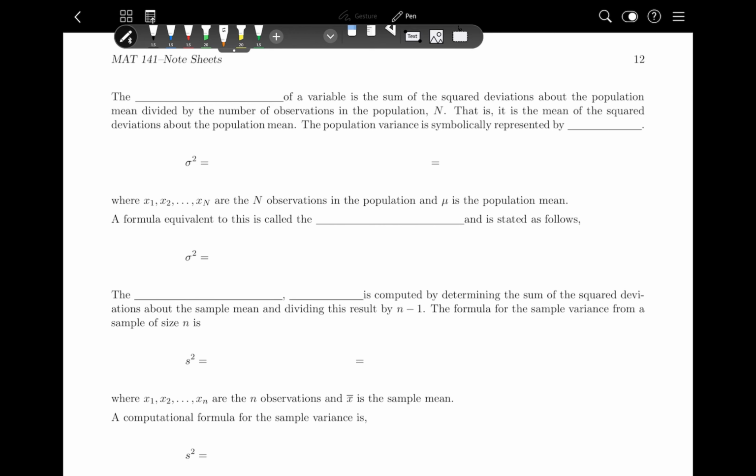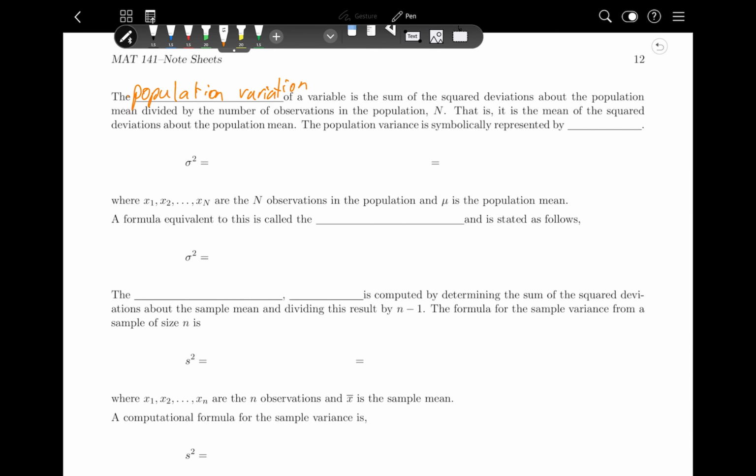So this idea of squaring it gives us a new type of statistic called the variance. So the variance of a variable is the sum of the squared deviations about the population mean divided by the number, except I should have put the word population here. So the population variance of a variable is the sum of the squared deviations about the population mean divided by the number of observations in the population, N. That is, it is the mean of the squared deviations about the population mean.